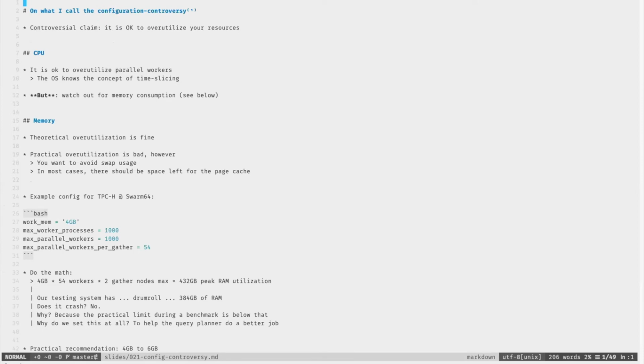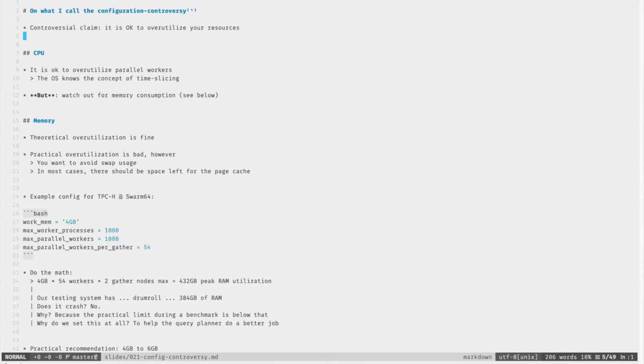And this slide talks about what I call the configuration controversy. I just made this term up while I was writing the slide, so please don't nail me on it. If you're Googling that, I think you're not going to find anything. This is fresh from the top of my head.